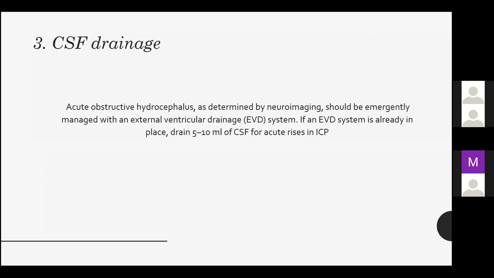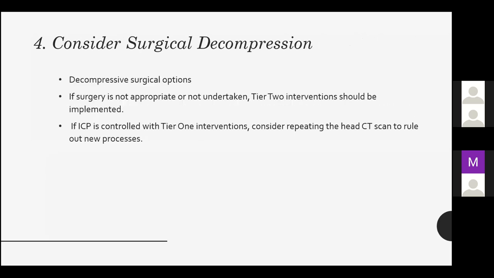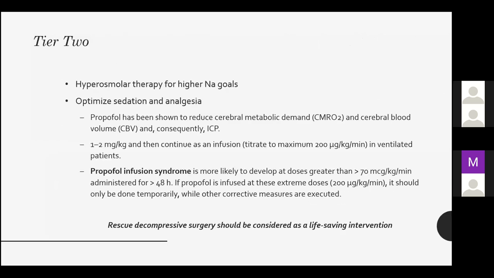If the suspicion is of obstructive hydrocephalus, just put in an IVD and drain 5 to 10 mL. If the above measures fail in tier one, you go for surgical decompression. And if the surgery is not appropriate, you move to tier two. So at this stage, surgery is indicated. If not, move to tier two. So tier two, the same things.